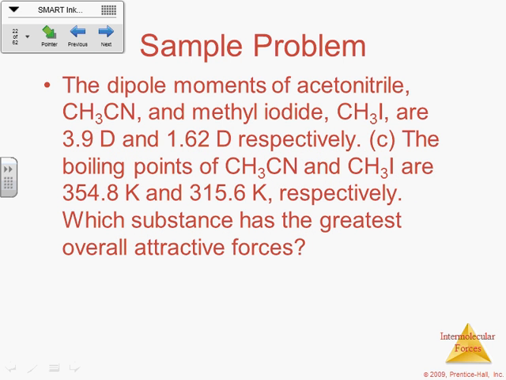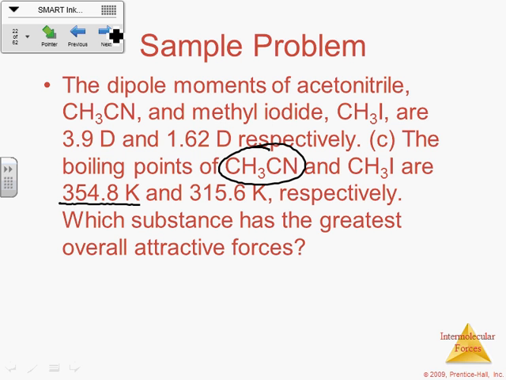So then the question is, the boiling points of the CH3CN and the CH3I are 354.8 and 315.6 respectively. So which substance has the greatest overall attractive forces? And the answer there is just going to be the one with the highest boiling point. The one with the highest boiling point is going to be the one where the molecules are most attracted to one another. They don't want to let go. Okay, so 354.8 Kelvin, that's the CH3CN.